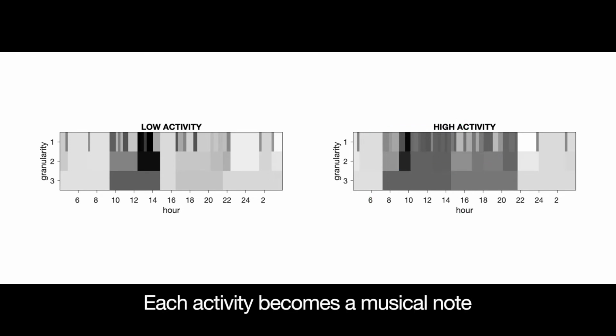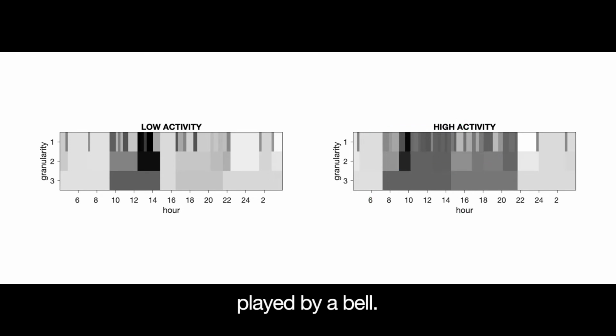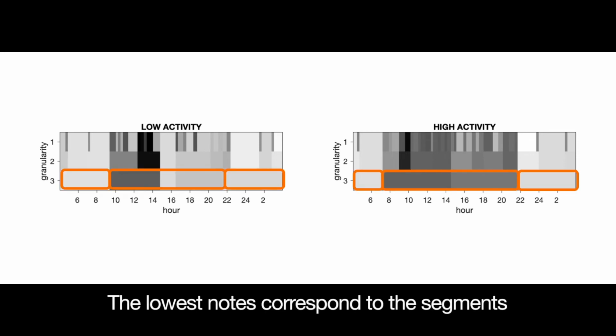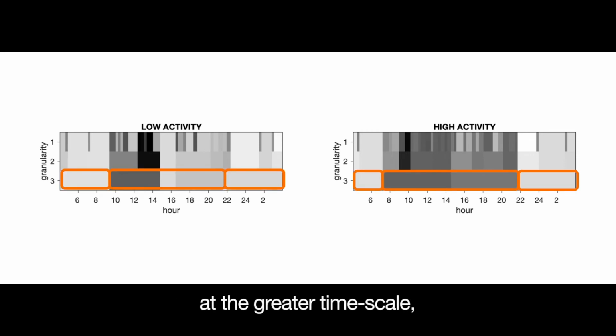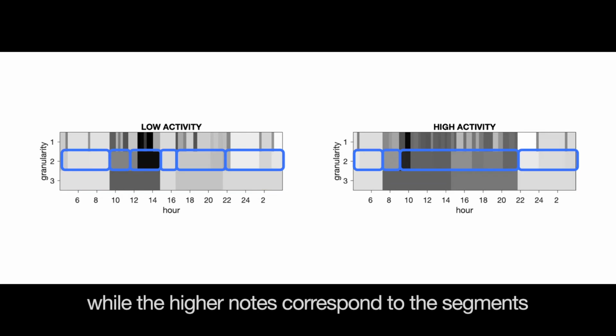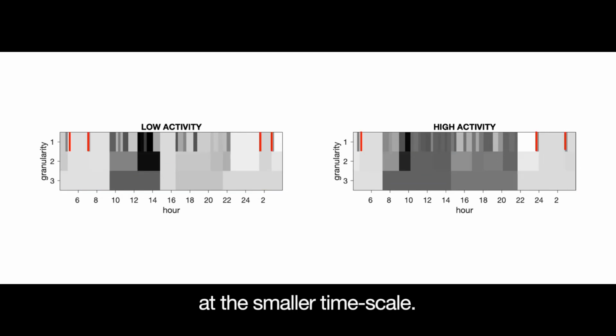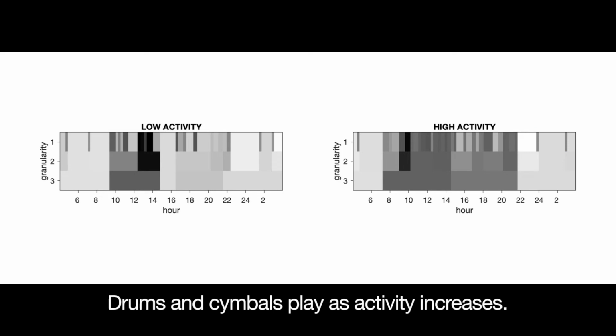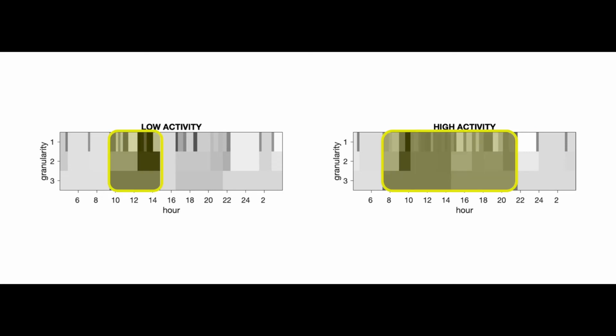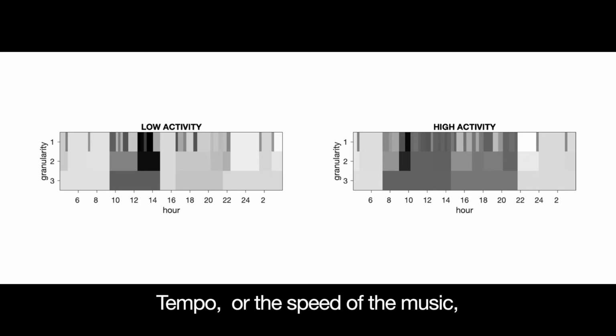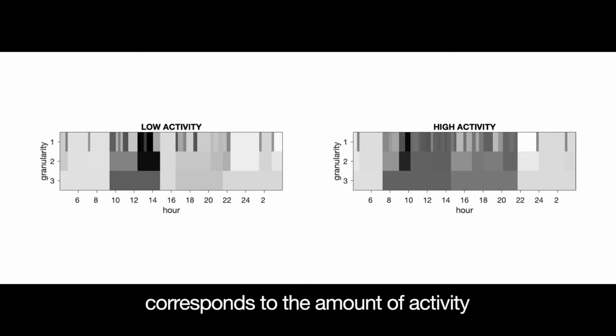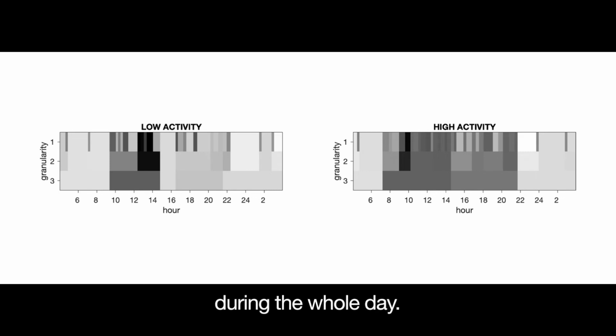Each activity becomes a musical note played by a bell. The lowest notes correspond to the segments at the greater timescale, while the higher notes correspond to the segments at the smaller timescale. Drums and cymbals play as activity increases. Tempo, or the speed of the music, corresponds to the amount of activity during the whole day.